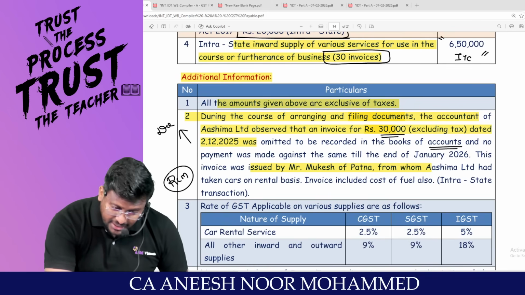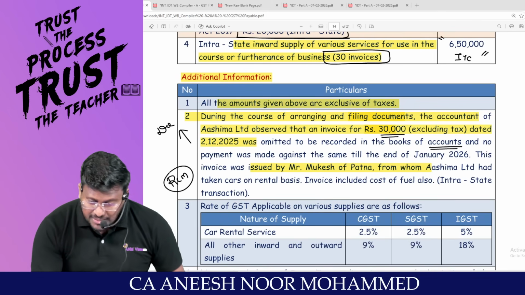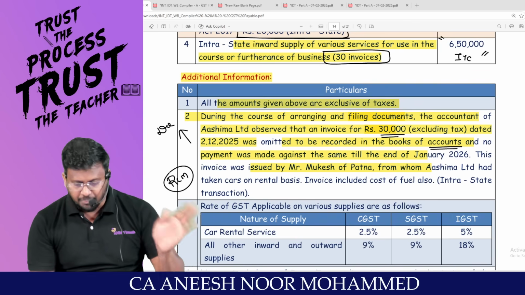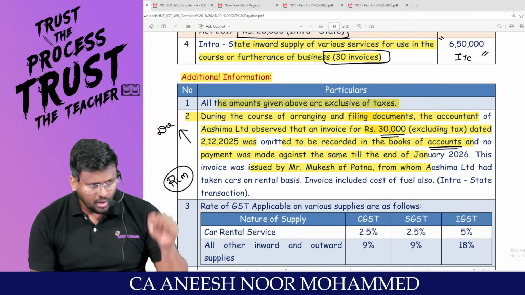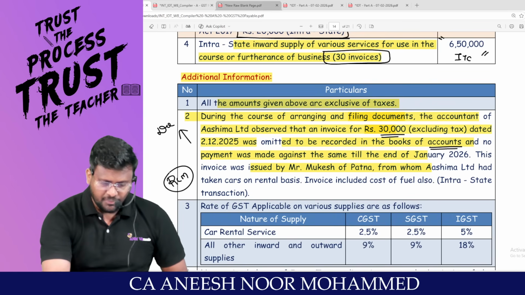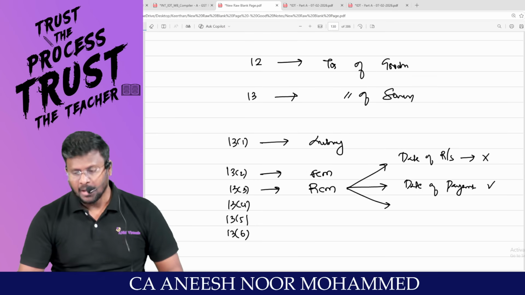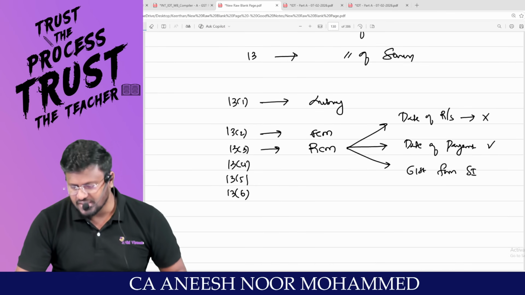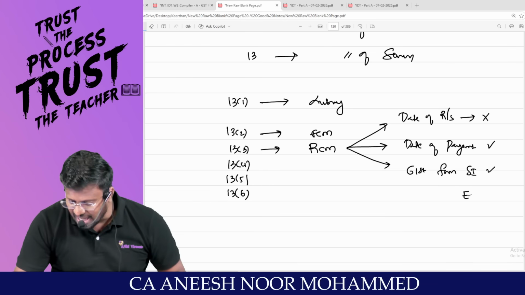The question specifically said that the accountant omitted to record the invoice in the books of accounts and no payment was made against the same. Till now, no payment has been made. That means the date of payment has not come, or the 61st day from the supplier's invoice, whichever is earlier.